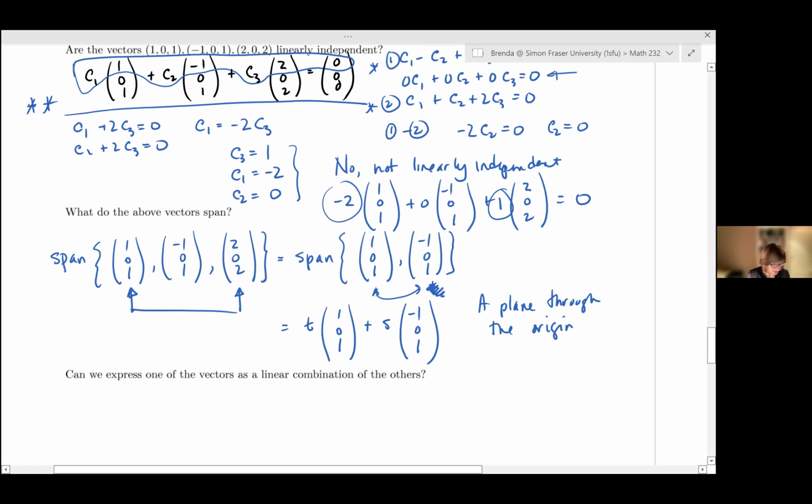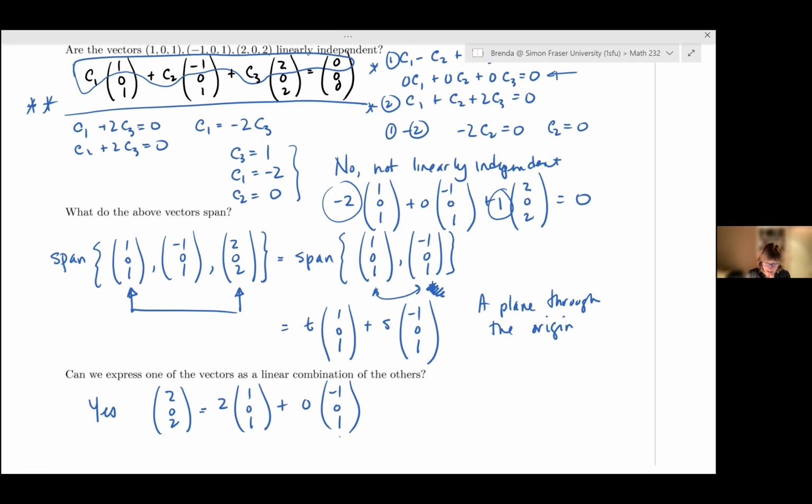Okay, and then this question is, yes, we can. I've already answered this question. Yes, 2, 0, 2 is equal to 2 times 1, 0, 1 plus 0 times minus 1, 0, 1. We found that out when we solved our 3 equations and 3 unknowns. You can express one of the vectors as a linear combination of the other, and they are linearly dependent.